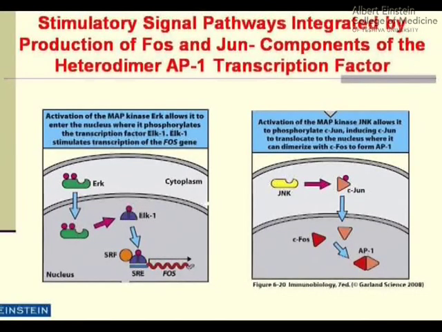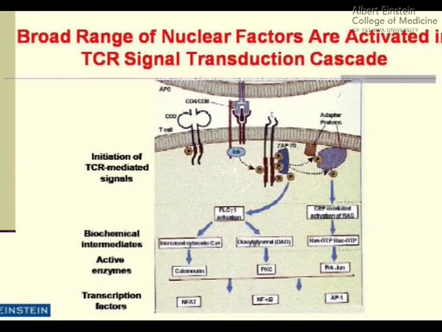So, as shown in this slide, the co-stimulatory signal makes Fos, and the other pathway makes Jun, and Fos and Jun combine to form AP1. AP1 binds to its target sites in genes and activates the genes. Okay? Any questions?